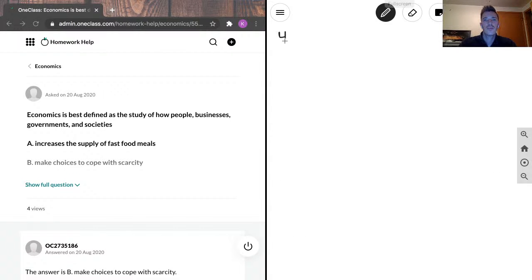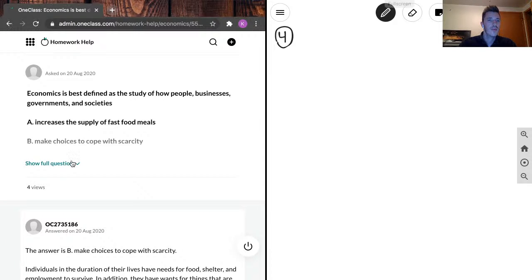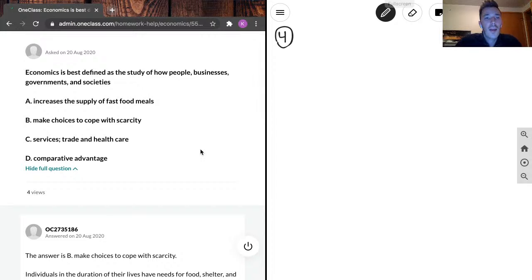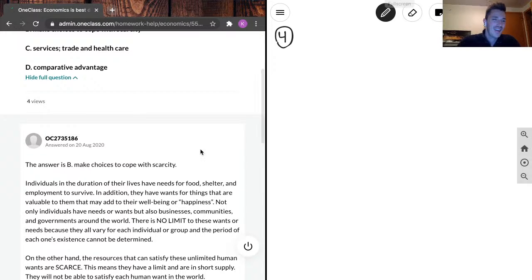Question 4 reads as follows. Economics is best defined as the study of how people, businesses, governments, and societies: A, increases the supply of fast food meals; B, make choices to cope with scarcity; C, services, trade, and healthcare; D, comparative advantage. What an incredible collection of potential answers there. Our junior tutor has somehow sniffed out that the correct answer is B, make choices to cope with scarcity.